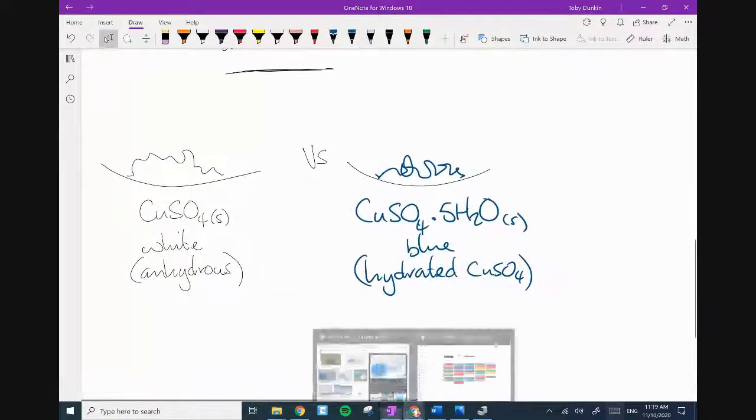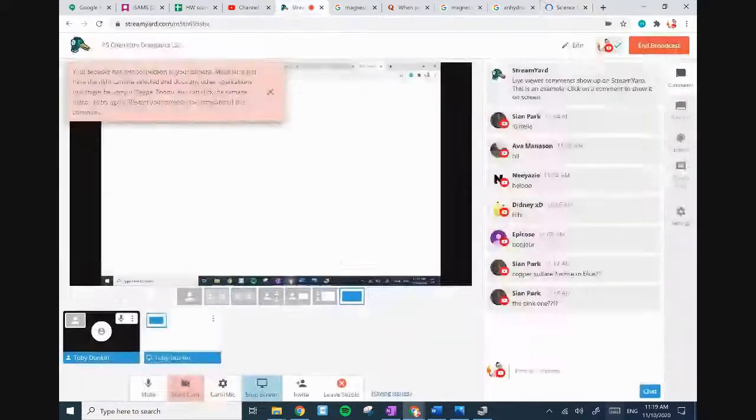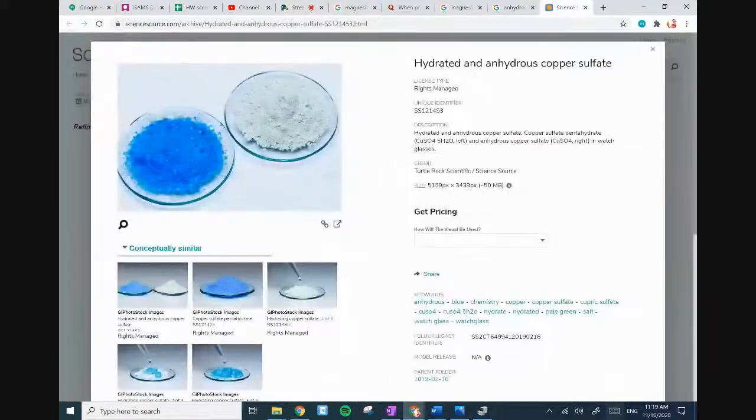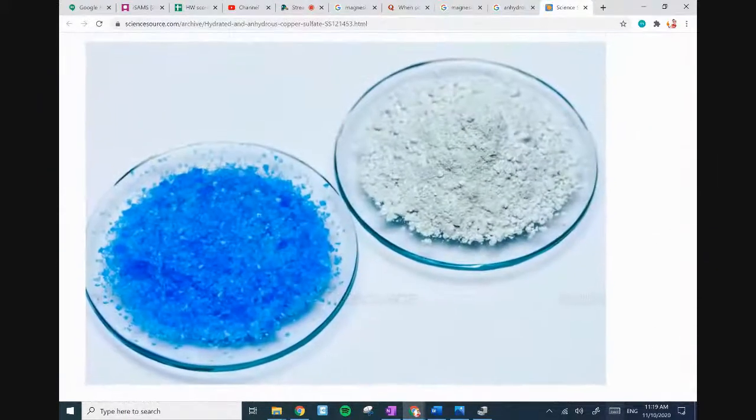So, this is the image you've got here. They are both solids. This is important. Nice, have a look on the chat. Copper sulfate, white to blue. Thank you, Sian. The pink one, nicely done. So this here is what it looks like, and notice that they are both solids. Now, the hydrated one has water trapped inside the crystals.